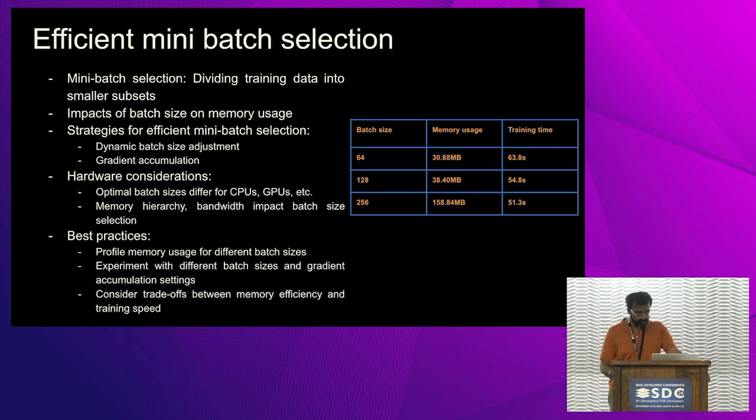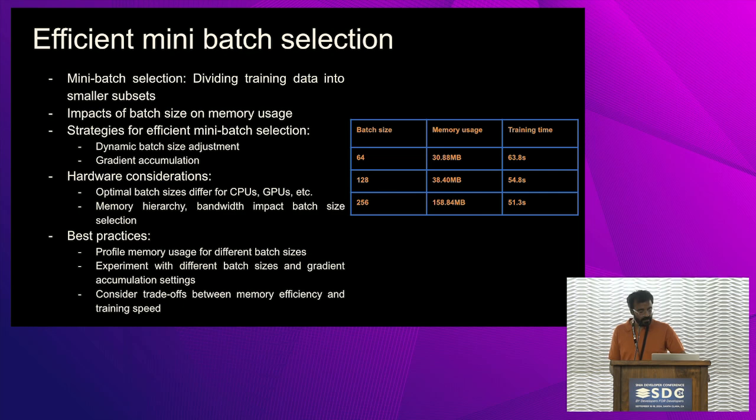There are hardware considerations in choosing batch sizes because optimal sizes differ for CPUs and GPUs. So typically for large models, you would train on GPUs only. But if you have smaller models that you can benefit by training on CPUs, it'll take a long time, but it'll still work and it'll be cheaper.